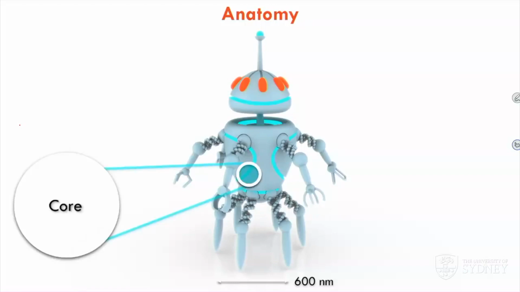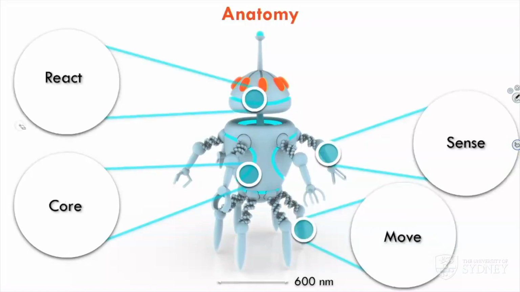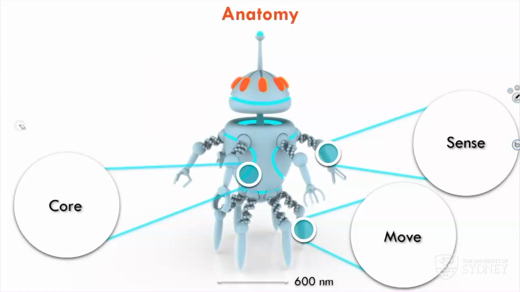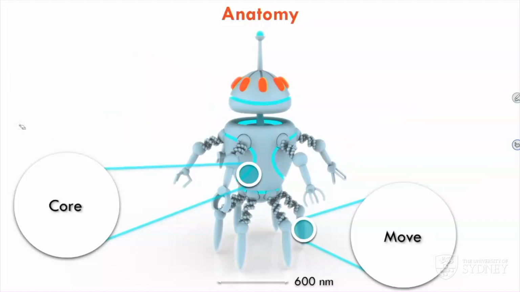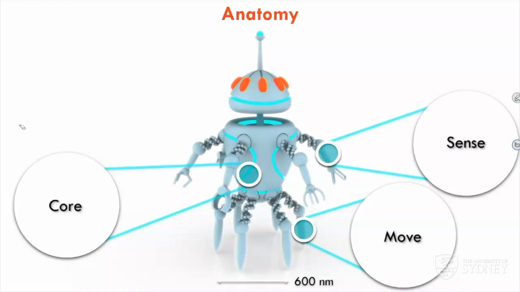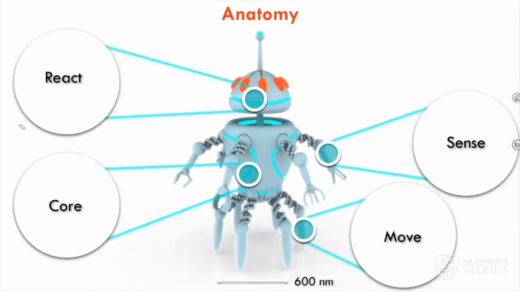And then we break it down into those components. So we say it needs a body. It needs some sort of scaffolding to hold all the stuff together. That's the core. It needs to be able to move, so it's got legs, and they need to walk in some way. It needs to sense its environment and interact with it. And it needs to react based on what it senses. So these are the concepts that we need our nanorobot to be able to achieve.